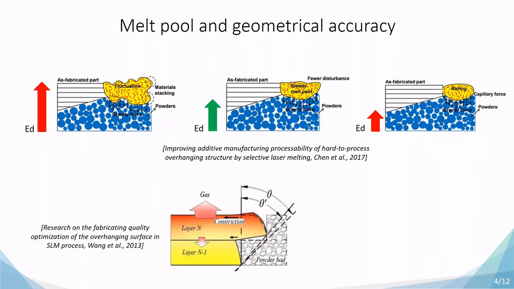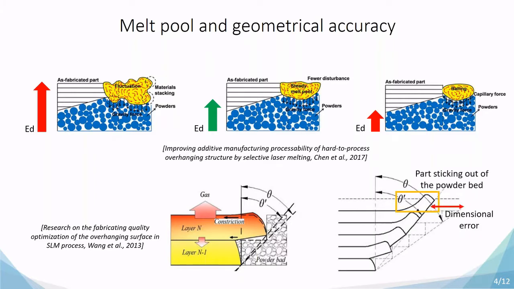In addition, after the downfacing area is scanned, we can have thermal distortion. This happens during the cooling down of the layer. So in the overhanging bit of the downfacing area, we have the downside of the layer, which is constrained by the previous layer, while the upper side of the layer is free to shrink, resulting in this angular distortion. This can build up over several layers, creating not only the problem that the part sticks out of the powder bed and can collide with the recoater, but also, and most importantly for this presentation, creating dimensional errors.